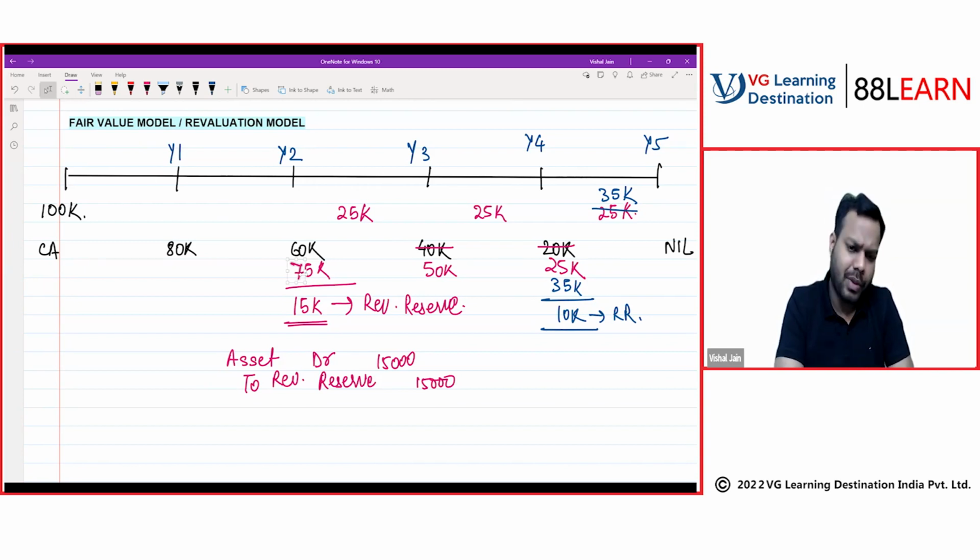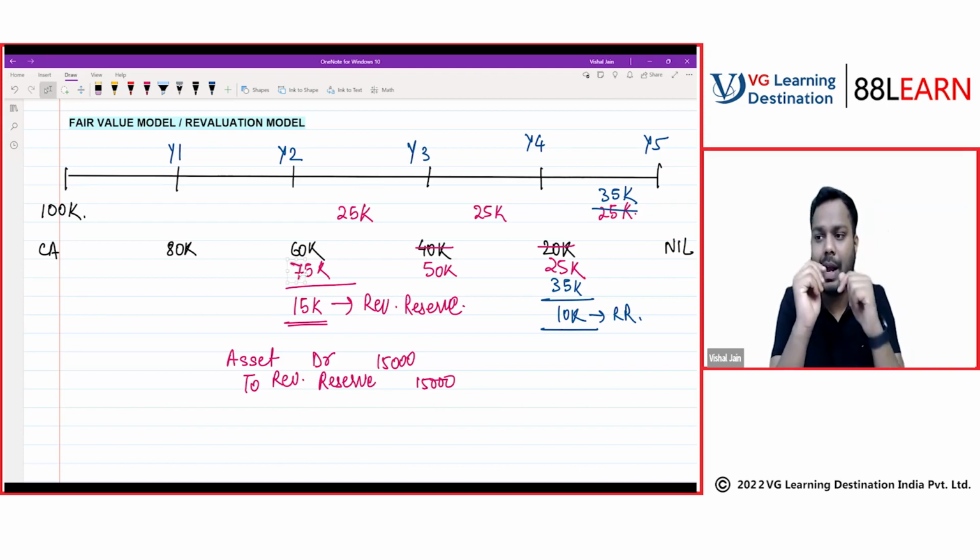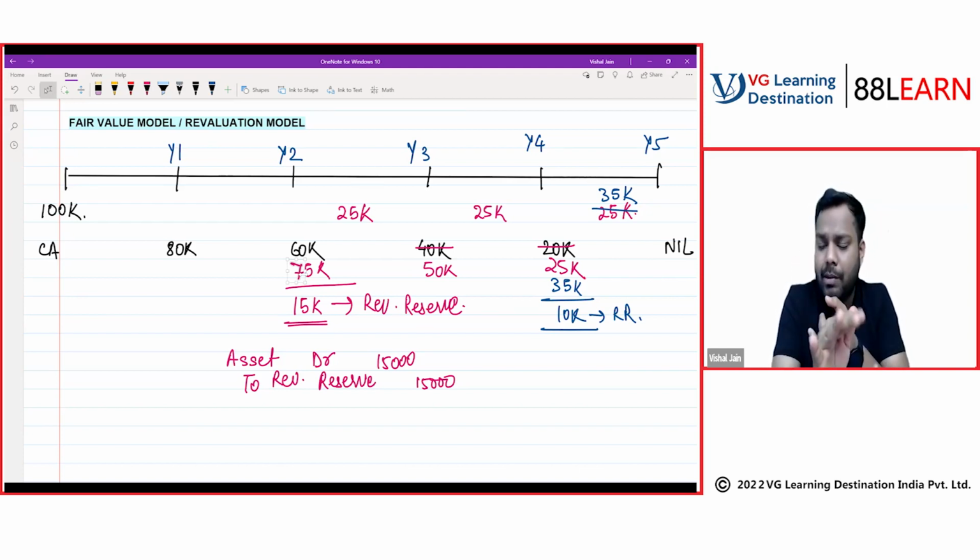Right? Now tell me, have we realized this gain today? No. Is it certain that we will realize this gain in the future? No. Is it probable? Yes. See, again, have we realized it today? No. Is it certain that we will realize? No. Is it probable that we will realize? Yes. So that's the reason why we are not transferring it to P&L.